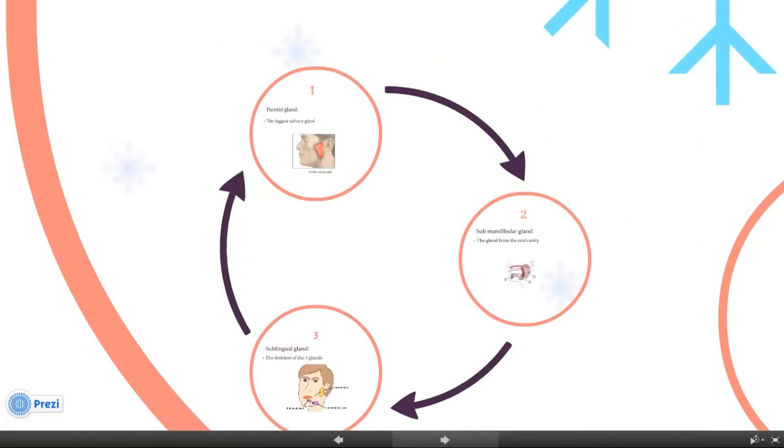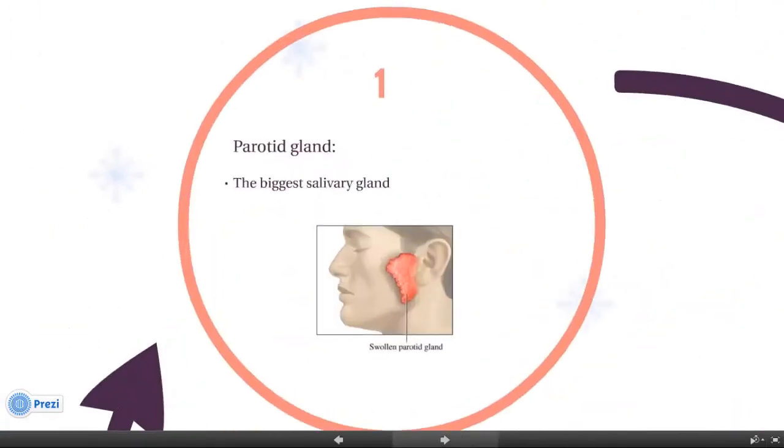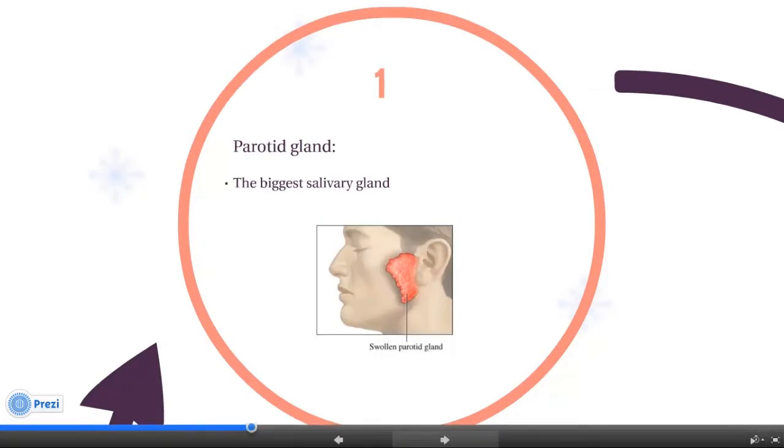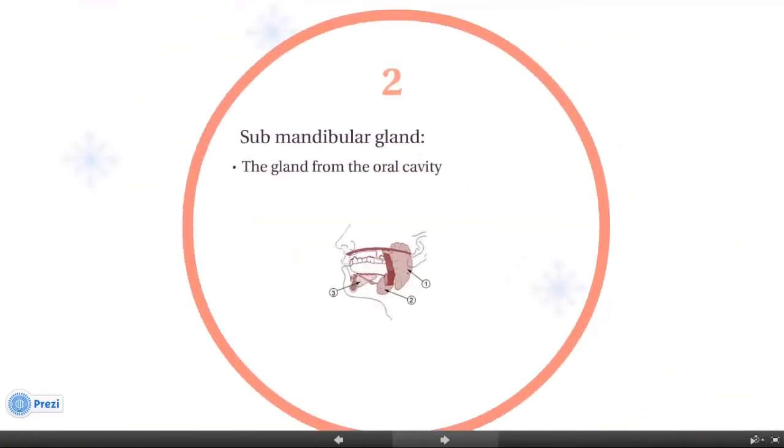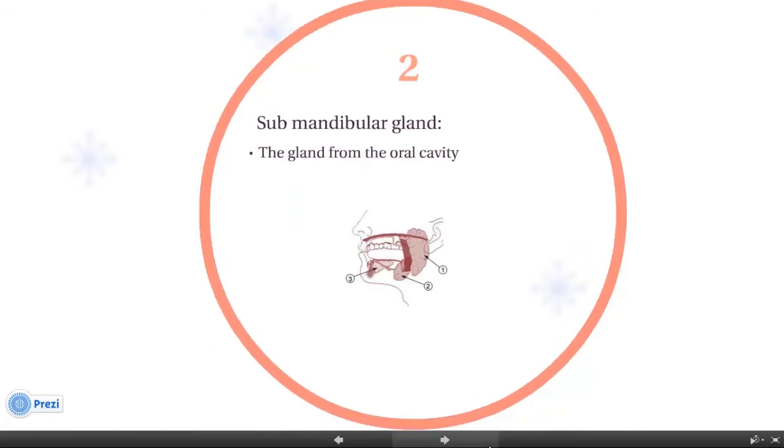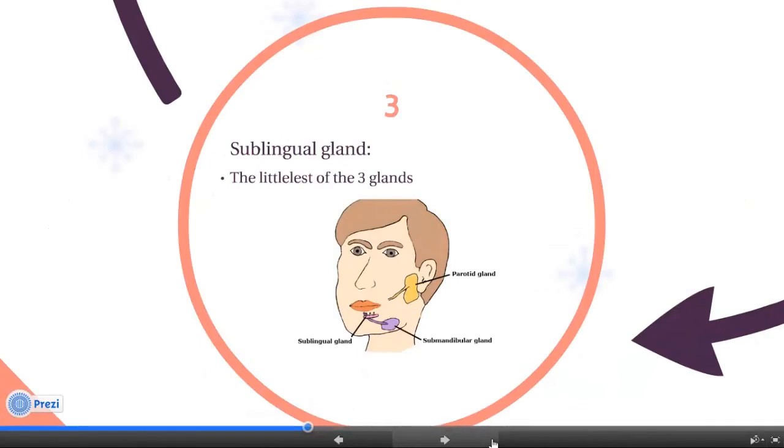1. Parotid gland, the biggest of the salivary glands. 2. Submandibular gland, the gland from the oral cavity, is back of our teeth. 3. Sublingual gland, the littlest of the 3 glands, is under our mouth.